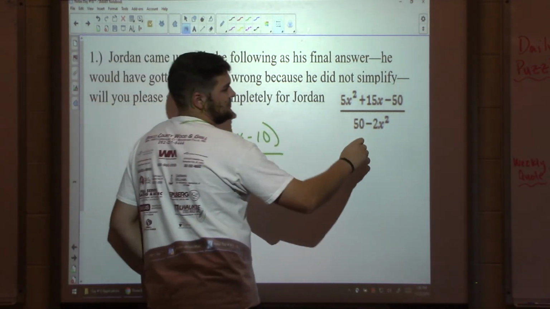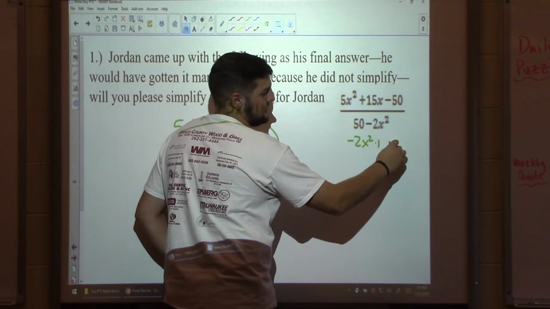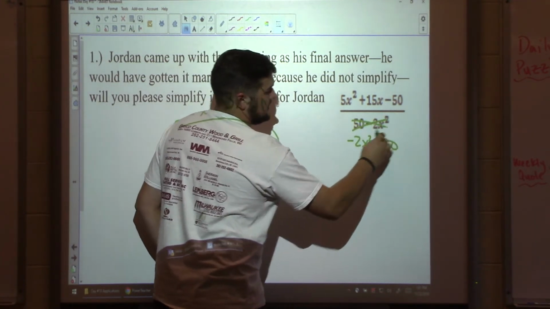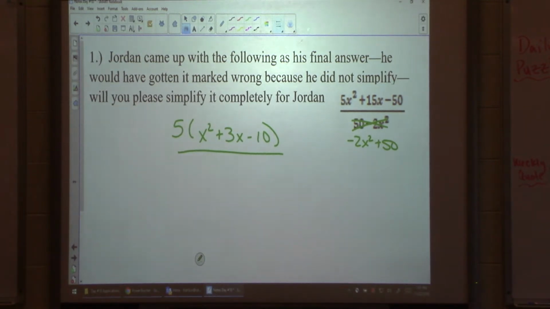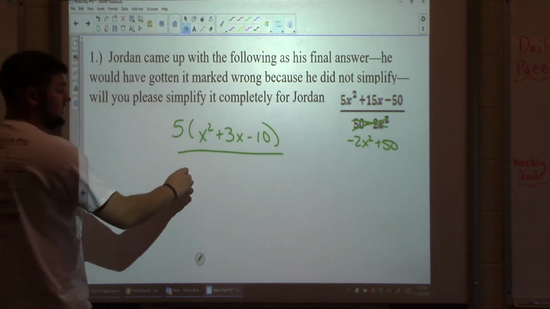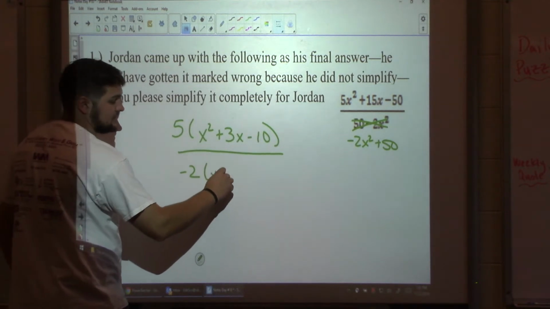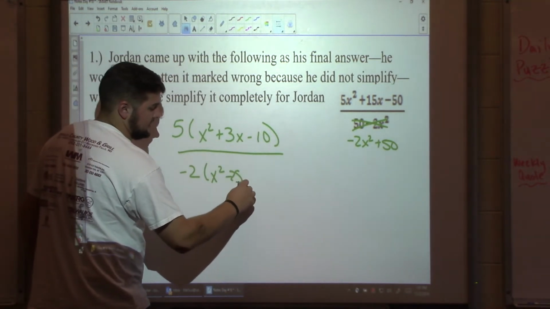Hey, I'm going to rewrite this below it. I like having my x squared term first. Just something that I like. It's just personal preference. You don't have to. Is there a number I can take out of that denominator as a GCF? -2. -2. Good. We want to get an x squared as positive. So take a -2 out, becomes x squared minus 25.